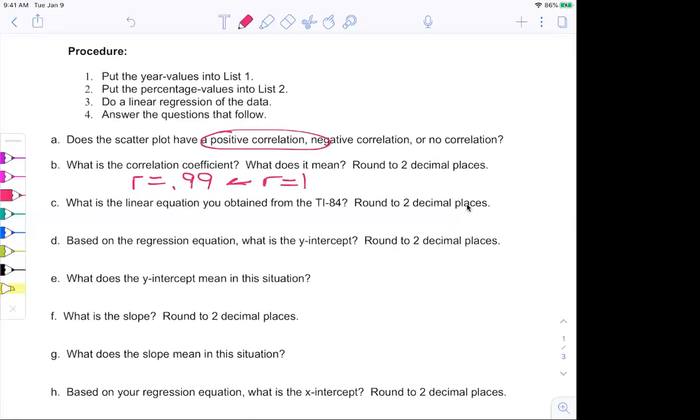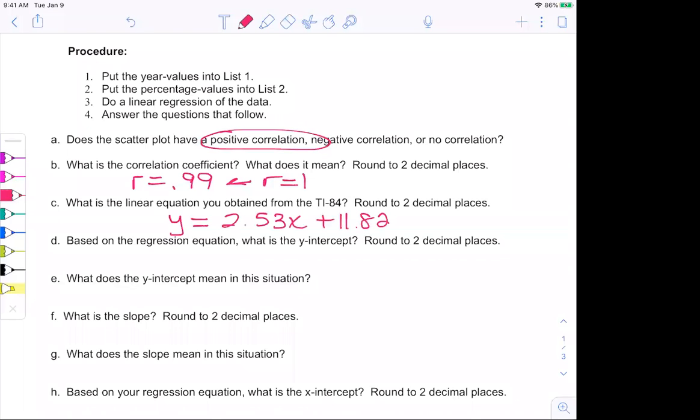So if you look at C, Jaylyn, can you give me the equation that you found for C? I'm sorry, Jaden, can you give me the equation that you found for C? Yeah, I found y equals 2.53x plus 11.82. Perfect. Nice job. Thank you.